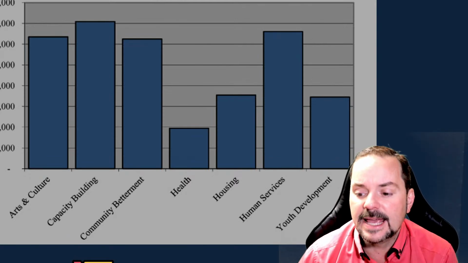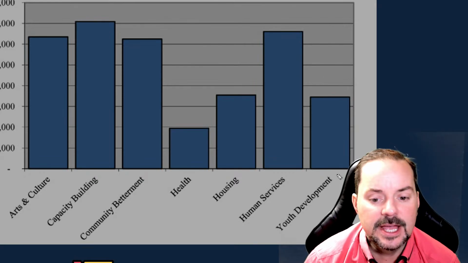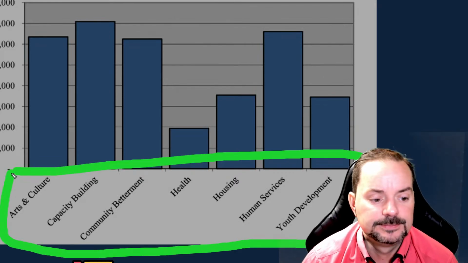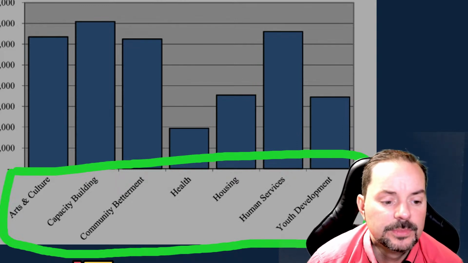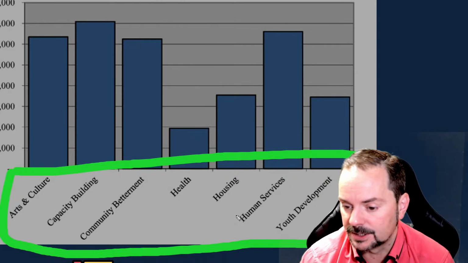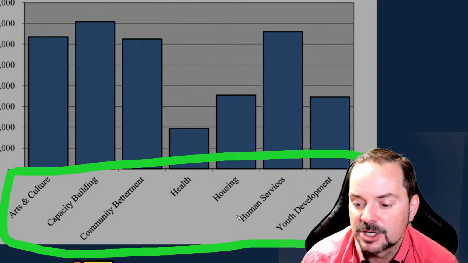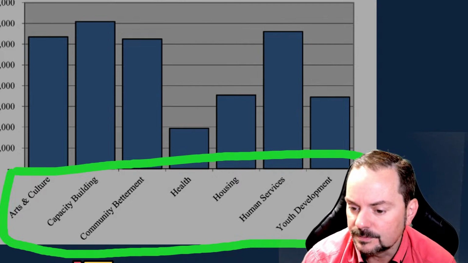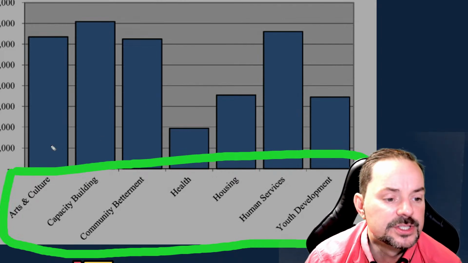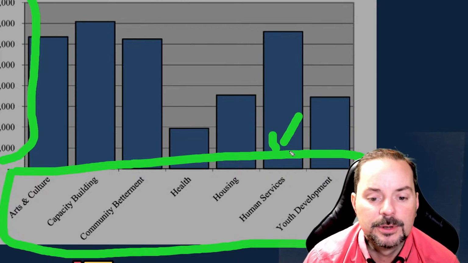Okay, Fuang says the x-axis is the nominal data. So Fuang is basically saying that this here is the nominal data: art, culture, capacity building, community betterment, health, housing, human services, youth development. And Domenico says, yes, he is. I'm sure you are, especially in marine biology. James says nominal data is in the x-axis, as interval data is the y. Absolutely. So that's your interval data there. That's your nominal data there.